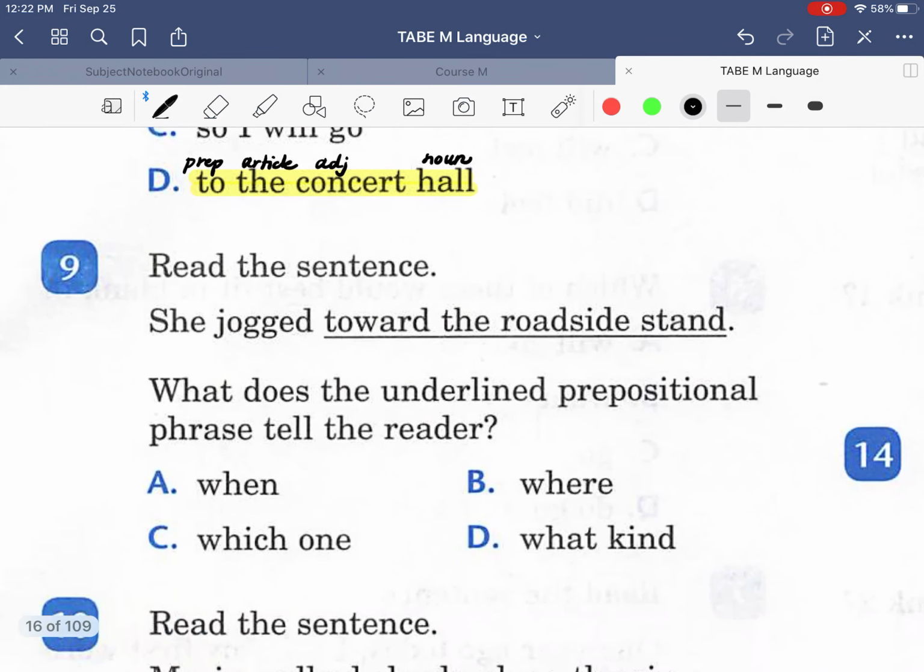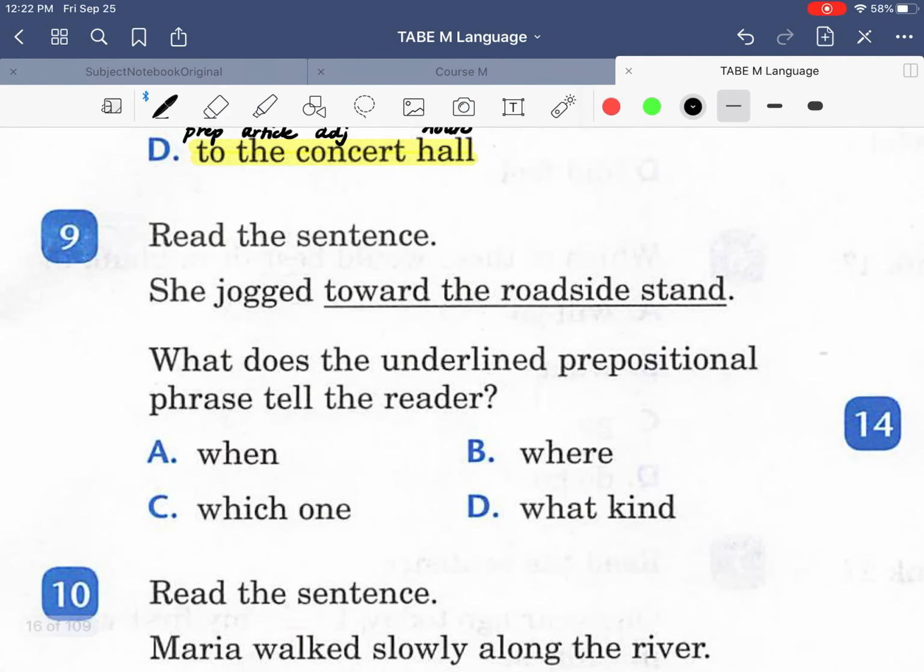Number 9. She jogged toward the roadside stand. Prepositional phrase is already marked for me. What does the underlined prepositional phrase tell the reader? When, where, which one, or what kind? It tells me where she jogged. So it's an adverb phrase that tells me where she jogged.